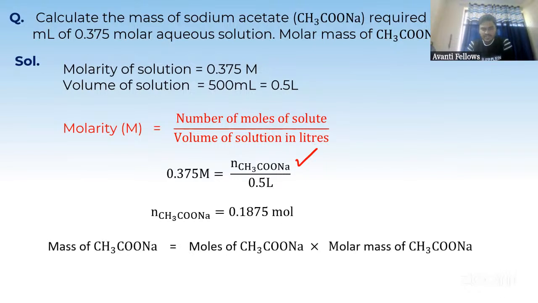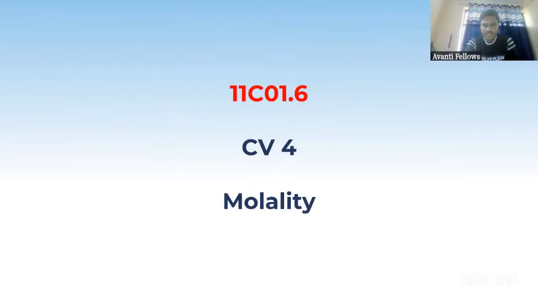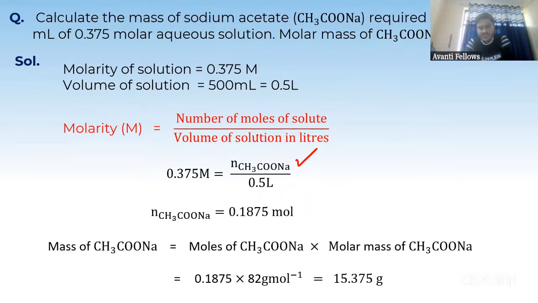Now what is the formula for calculating mass? Mass is equal to number of moles into molecular mass. The number of moles we already calculated is 0.1875 and the molecular mass given in the question is 82. So it comes out to be 15.375 gram, right? That is 15.375 gram. So this is how you can actually calculate.